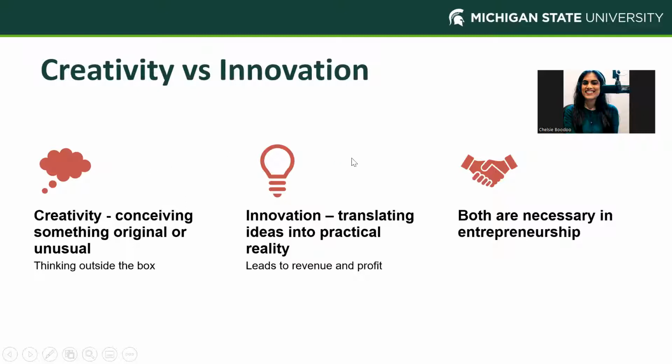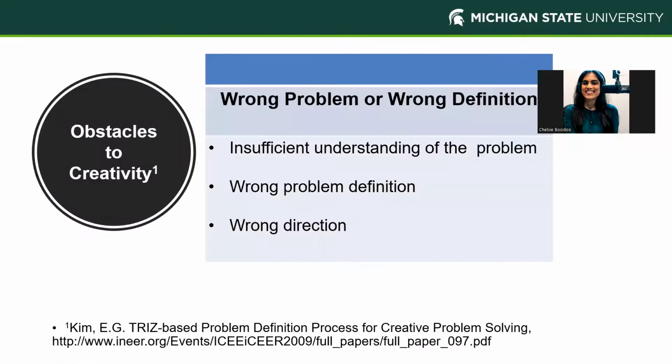But when you translate that into something practical, a reality, something useful to society, something that somebody can benefit from, that becomes innovation. Now, both creativity and innovation are necessary in entrepreneurship. You need to be creative because you need to develop something novel, but you also need to translate it into practical reality. Now, there are obstacles to creativity.